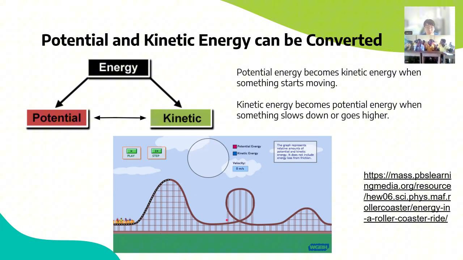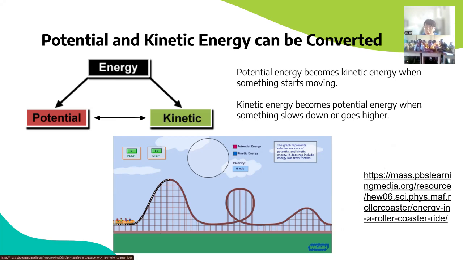And then because of the amount of kinetic energy, it has enough energy to go around the loop. And then again, as it goes on top of this hill over here, it also starts to build potential energy and then convert it to kinetic energy. You can see a lot of these conversions happening all around us. And this roller coaster was one example.